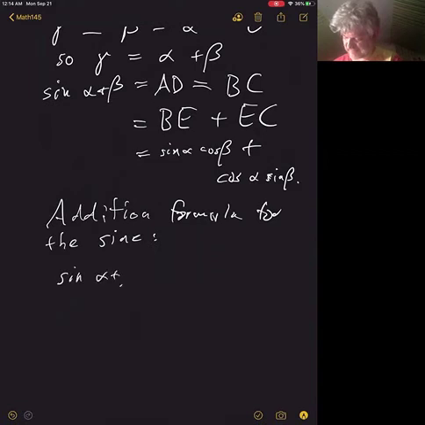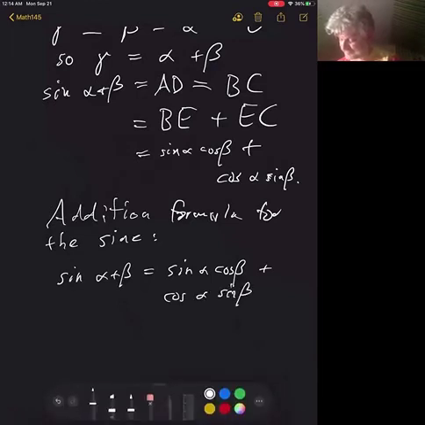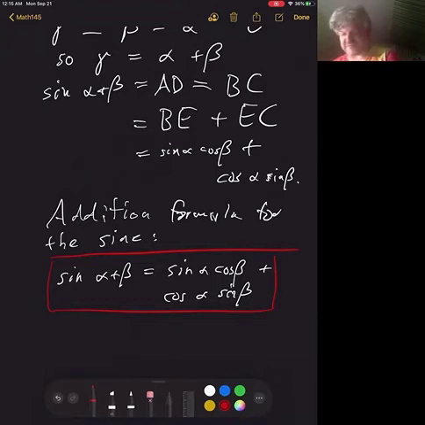Sine alpha plus beta is sine alpha cosine beta plus cosine alpha sine beta. Deserves a red box. Obviously it enables us to calculate a whole bunch of new sine values, and I'll do an example in a minute. But I should mention that there's a sister formula for the cosine of alpha plus beta.